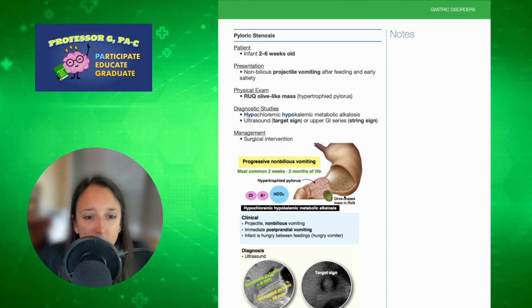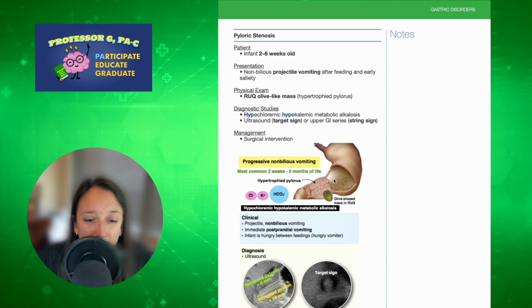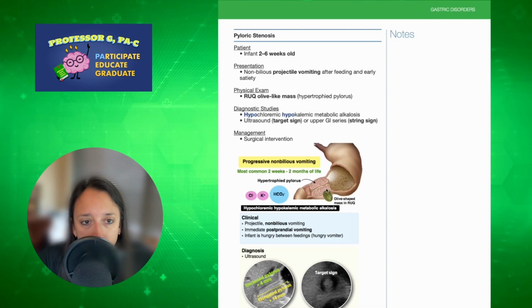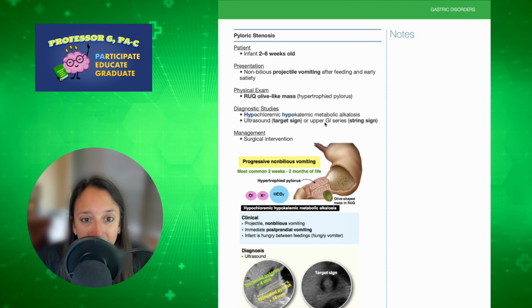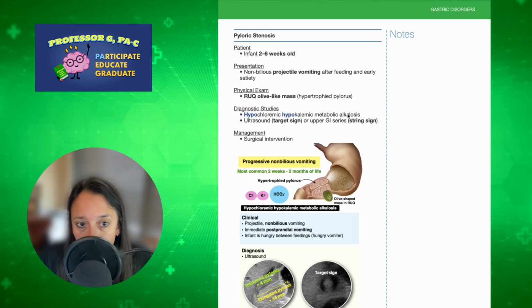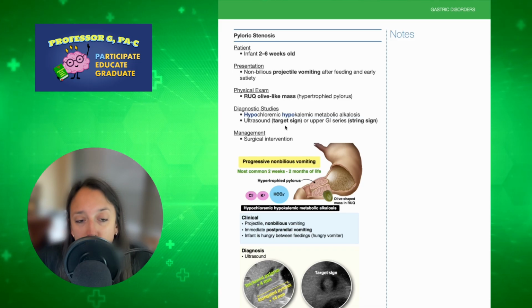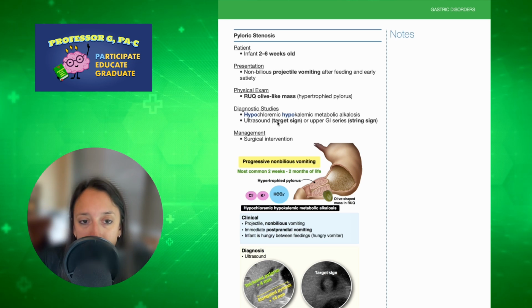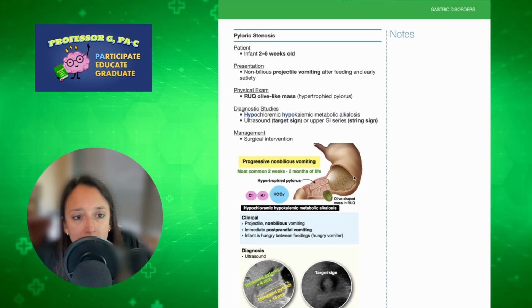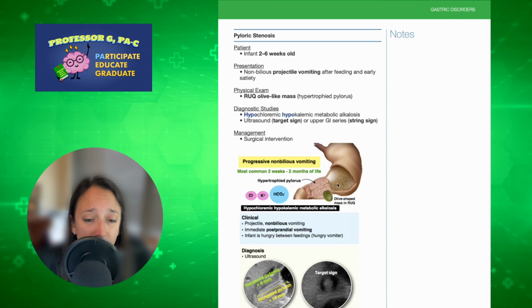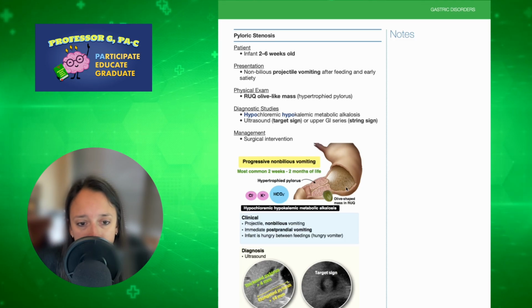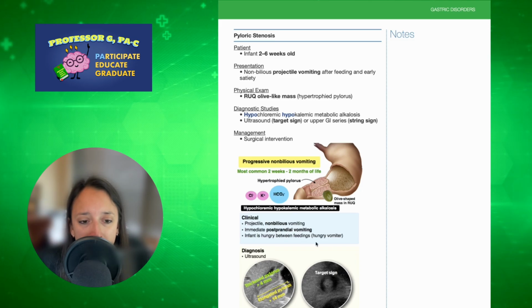And on exam, we'll feel a right upper quadrant olive-like mass, which is the hypertrophied pylorus that we're feeling. And because they're vomiting so much, they're vomiting up all the acid in here. They have decreased acid within the stomach, so they'll get a metabolic alkalosis as a result. And testing of choice, we have two really: ultrasound, which shows us that target sign, or an upper GI series, which shows us the string sign. They're both used. And then as far as management, we're going to do surgical intervention where we basically go in and we remove some of this hypertrophied pylorus to allow the blockage to be fixed.